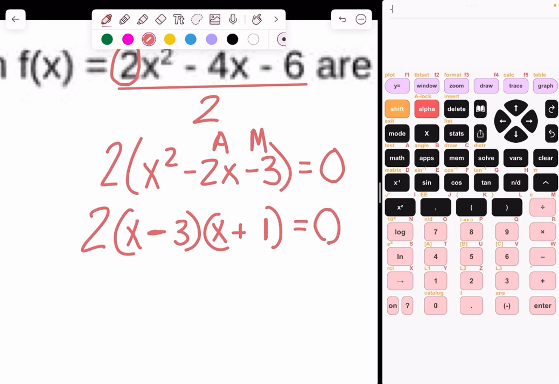And remember, you check in the calculator. Does negative 3 plus 1 equal negative 2? And does negative 3 times 1 equal negative 3? Yes. All right.